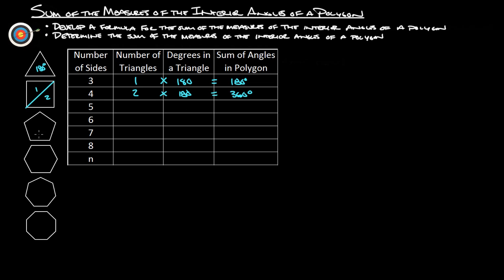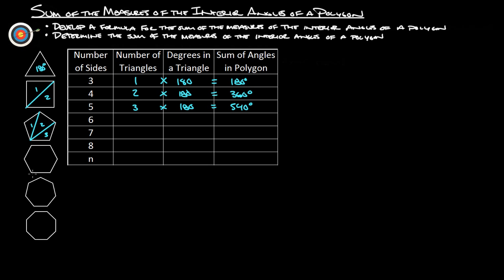Same idea with 5. There's 1 triangle there, and then here's 2, and then 3 triangles total. So we have 3 triangles times 180, which is going to be 540 degrees.